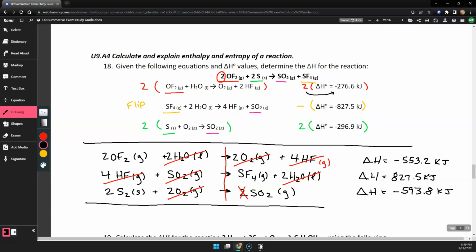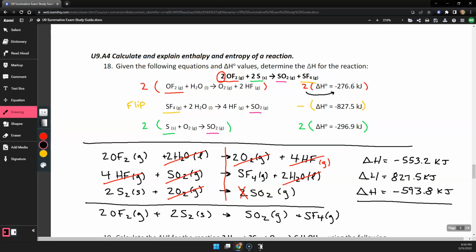Anything I didn't cross off, I'm going to carry down. So I have 2OF2, 2 sulfurs, and then we had SO2 plus SF4.